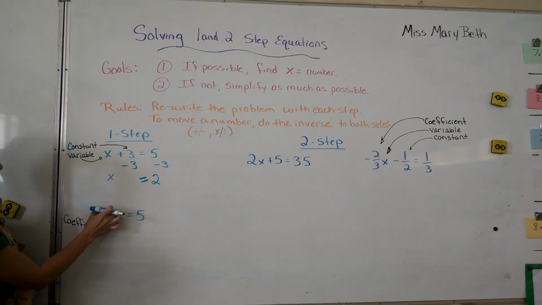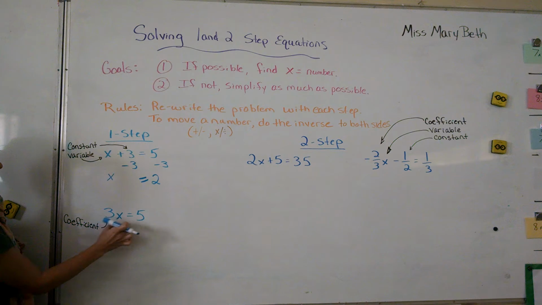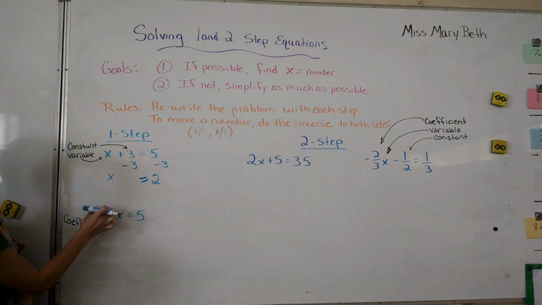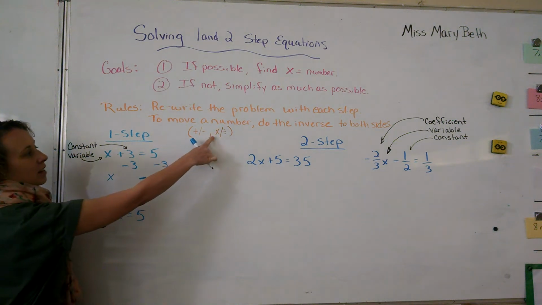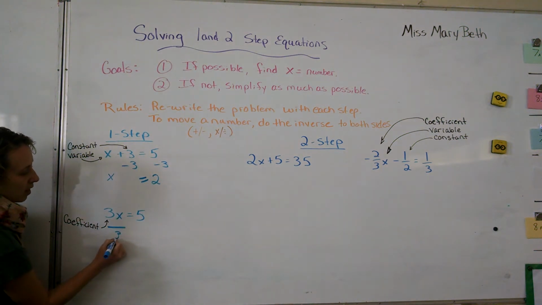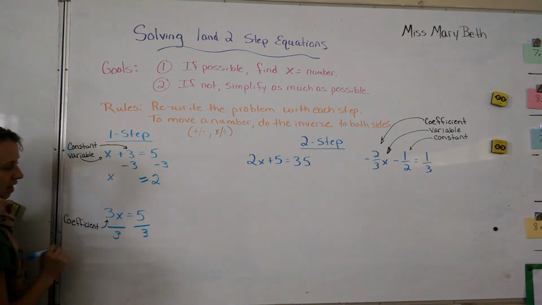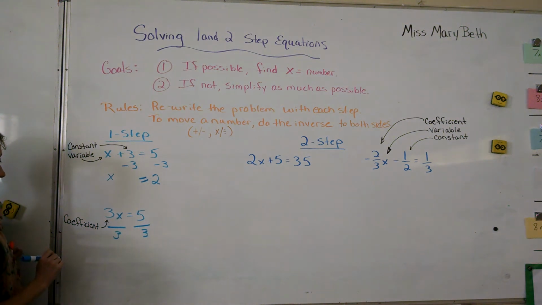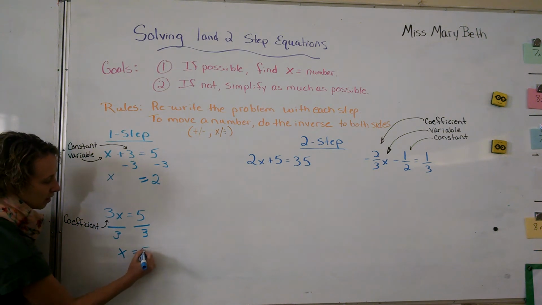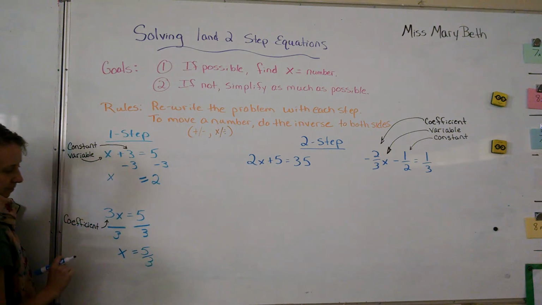Let's do the inverse of times 3 to both sides, so I'll be left with x equals a number. The inverse of times is division, so I want to divide by 3 to both sides. Times 3 divided by 3 cancels out, leaves me with x equals 5/3.